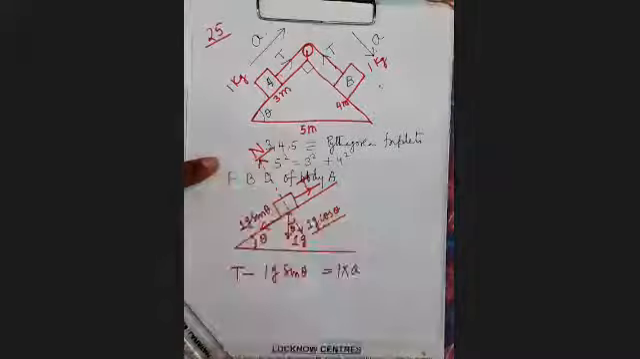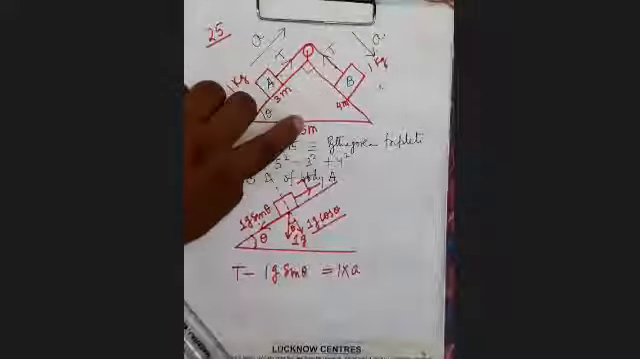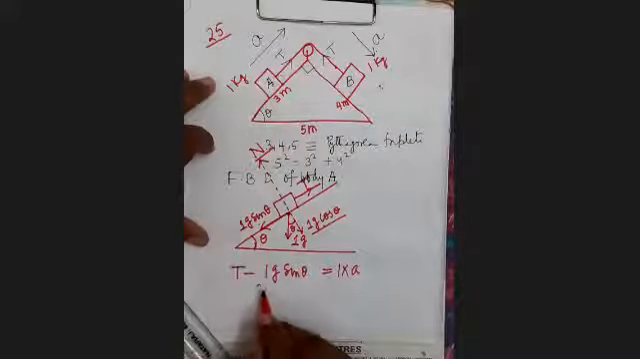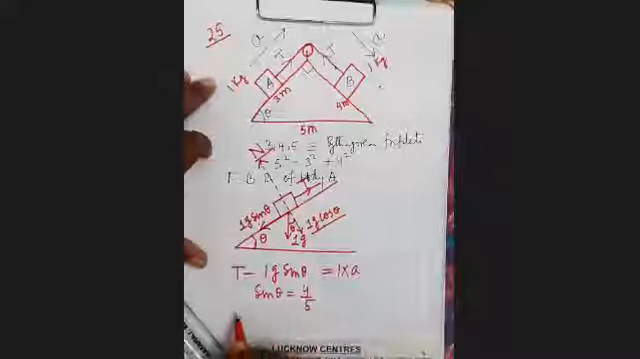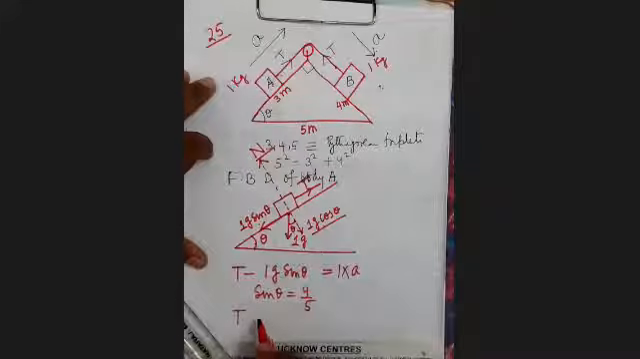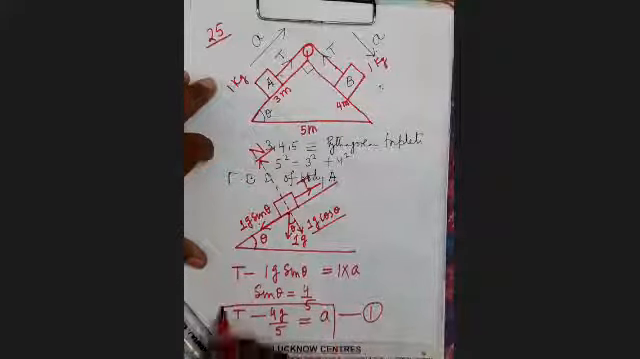Now what will be sin theta? You can see here sin theta equals perpendicular upon hypotenuse. So sin theta is 4 upon 5. So when you substitute, it will be T minus 4g upon 5 equals A. This is one equation.